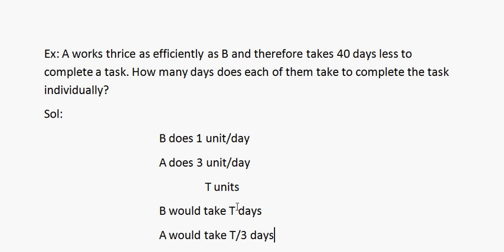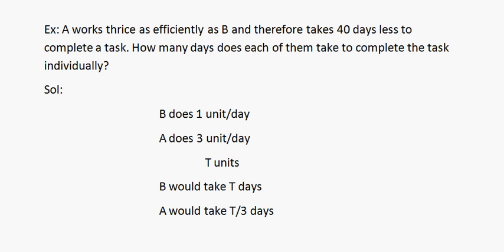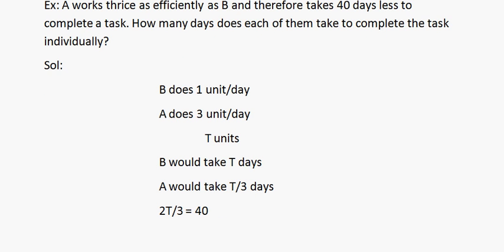Now the difference between these two is 2 by 3T, which is given to be equal to 40, we can write 2T by 3 equal to 40, right? That's what is given. So T becomes 60. So total number of units are 60 and B takes T days. So B takes 60 days and A takes 20 days. So that's how we do this question, right?